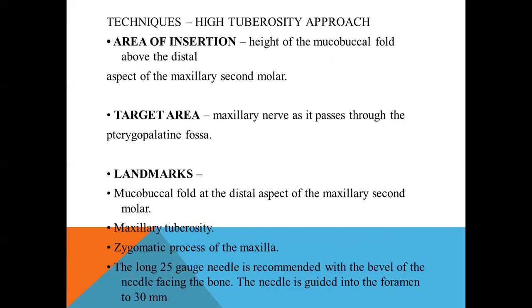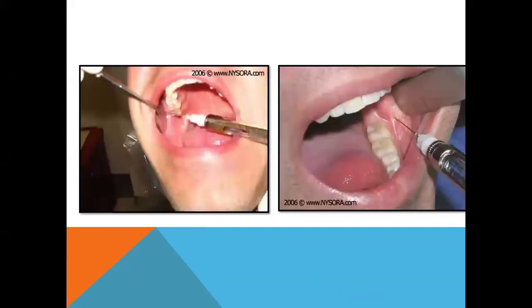The technique is the tuberosity approach. The area of insertion is the height of the mucobuccal fold above the distal aspect of the maxillary molar. The target area is the maxillary nerve as it passes through the pterygopalatine fossa. The landmarks are the mucobuccal fold at the distal aspect of the maxillary molar and the maxillary tuberosity, which is a rounded process of the maxilla. A long 25-gauge needle is recommended, with the bevel facing towards the bone, and the needle is guided into the foramen to 30 mm.